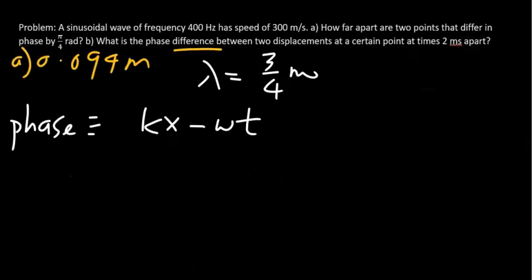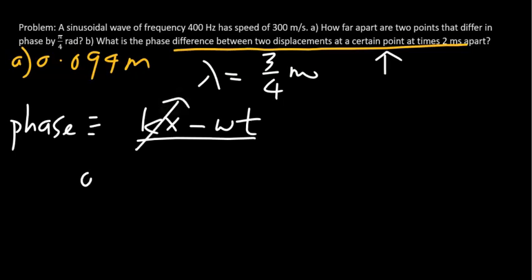Part B. What is the phase difference between 2 displacements at a certain point at times 2 milliseconds apart? So again, it's given by this complete expression at a certain point. So the point is the same, so you won't have the first term. Omega delta t equals that phase difference that we are interested in calculating.